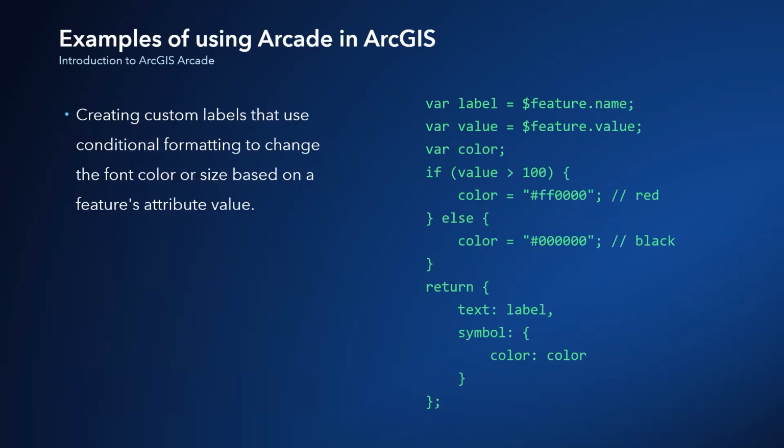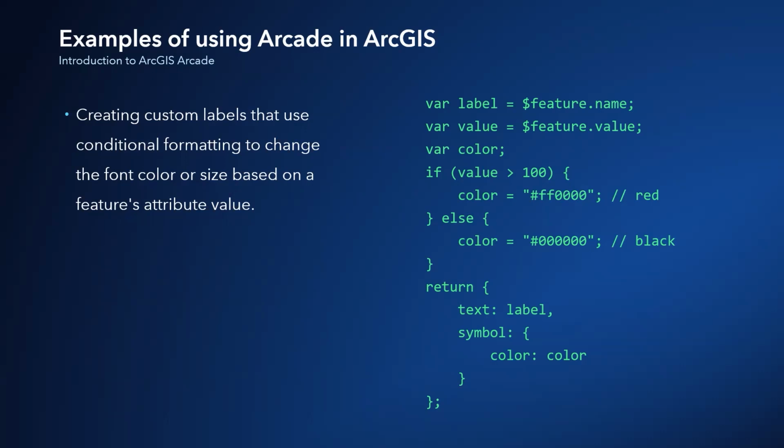And then we can also look at creating custom labels that use conditional formatting to change font color or size based off of a feature's attribute value. This code is going to be used to create custom labels with color-coded symbols based on a threshold value. The variables label and value are assigned to the values of the field name and value respectively from the feature being labeled using the feature global variable. The code then initializes the color variable as undefined.